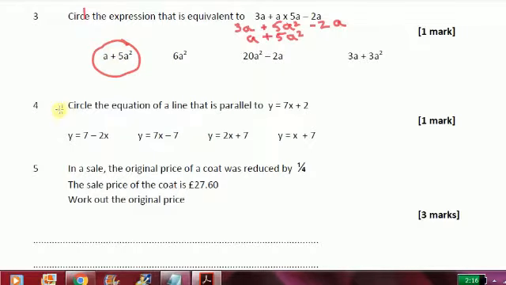Question number 4. Circle the equation of a line that is parallel to y equals 7x plus 2. Parallel, another way of saying that is that they should have the same gradient. And the gradient of any straight line from the equation is given by the coefficient of x, the number in front of x. So in this case it's 7. So we just have to look for another line, minus 2 there, 7 there, 2 there, and 1 there, although it doesn't show 1. So the only one with the same gradient is that one, gradient of 7.